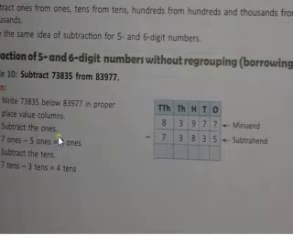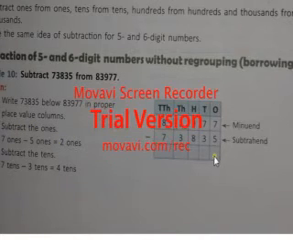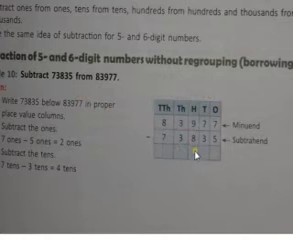And then you subtract the ones at first. 7 minus 5 is 2, so you write 2 over here. Again subtract the tens, that means 7 minus 3 is 4, so we write 4. In the same way we subtract the hundreds: 9 minus 8 is 1, 3 minus 3 is 0, and 8 minus 7 is 1.